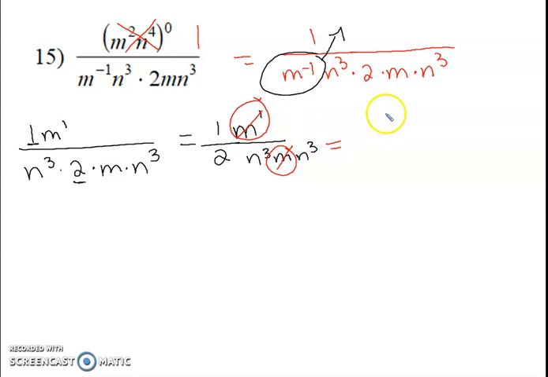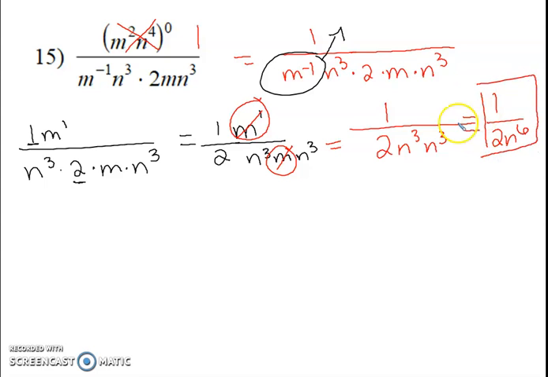They cancel out. 1 over 2, n to the 3rd, n to the 3rd, simplifies down to 1 over 2. There's no parentheses, so we're just adding them. N to the 6th, and that's the answer to number 15. 1 over 2n to the 6th.